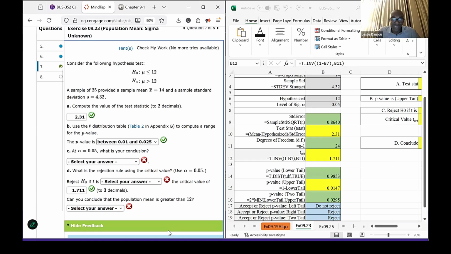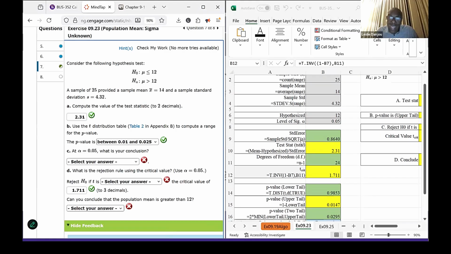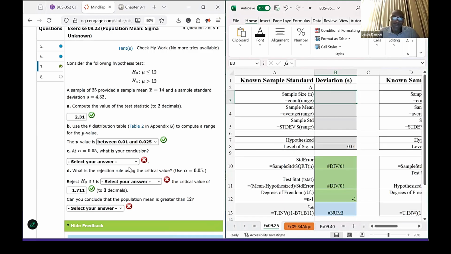Perfect. The cool part about these templates is that all the calculations are already ready to go. You just have to put in the right information and know where to find the correct information. Good work. Let's knock the rest of these out. Let's go to 9.25, please.